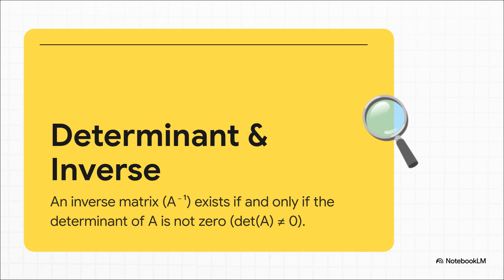And here is the crucial connection. An inverse for a matrix A exists only if the determinant of A is not 0. If the determinant is 0, the matrix is called singular, and you can't invert it.